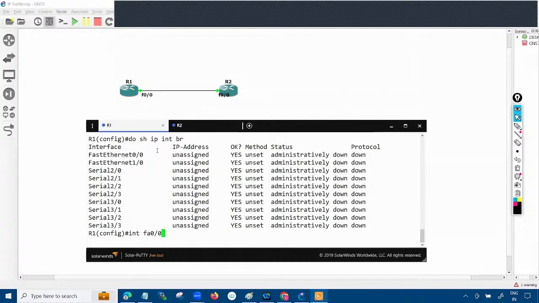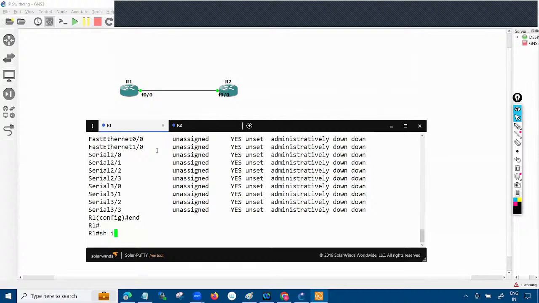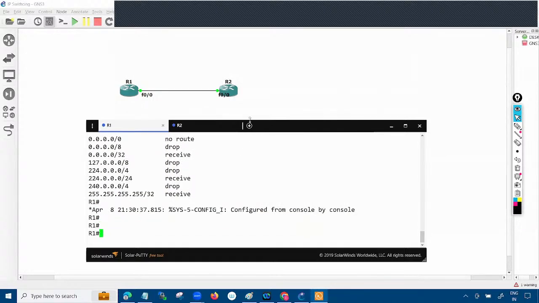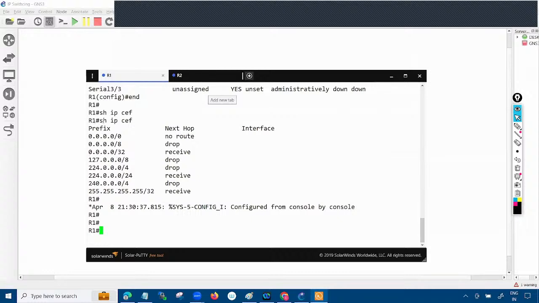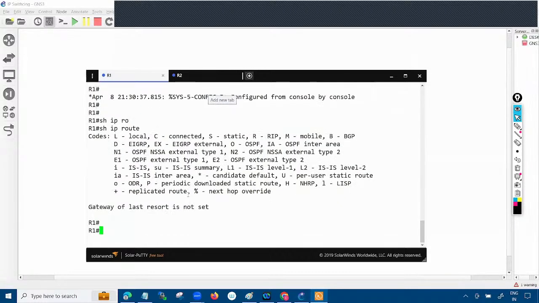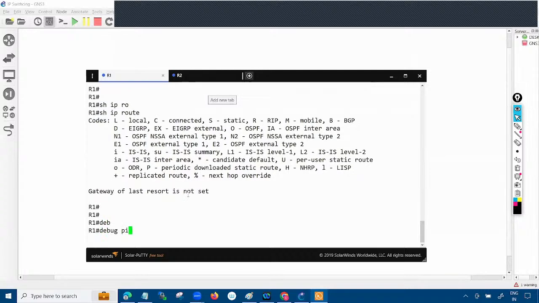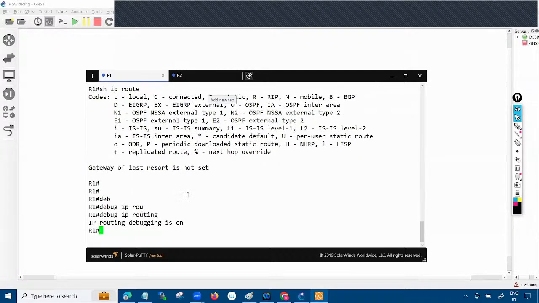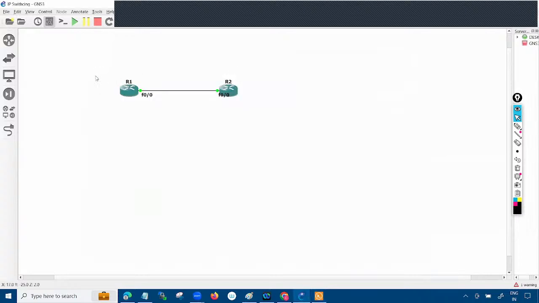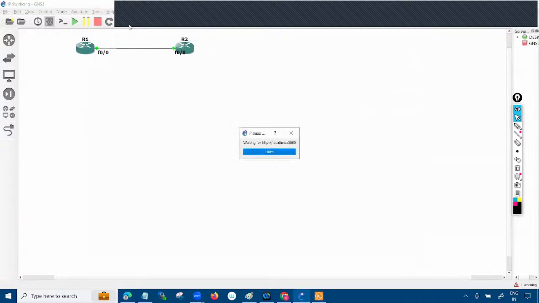If you see interface 0/0, I'm not going to do anything. I'll show you the first thing right now. If you see CEF, I have a CEF table. If you do show ip route, I have a route table as well. So what I can do is say debug ip routing and debug ip cef, and I'm going to enable the IP on this particular interface just to show you one thing.